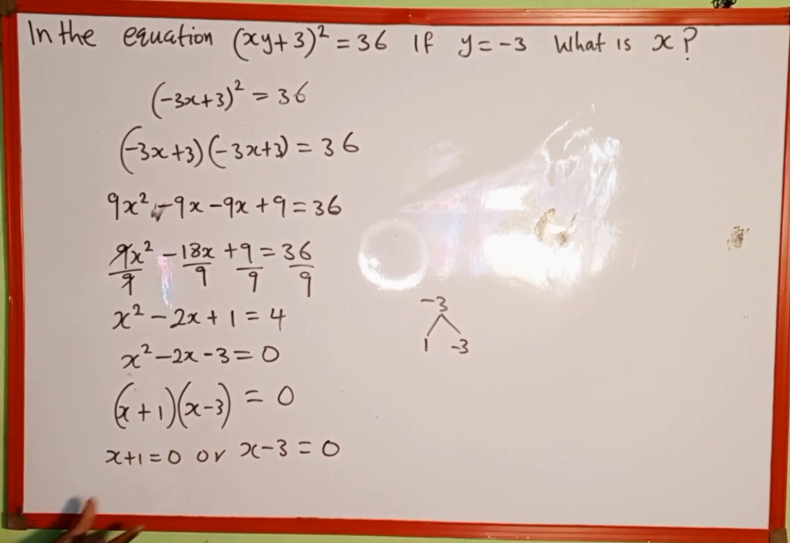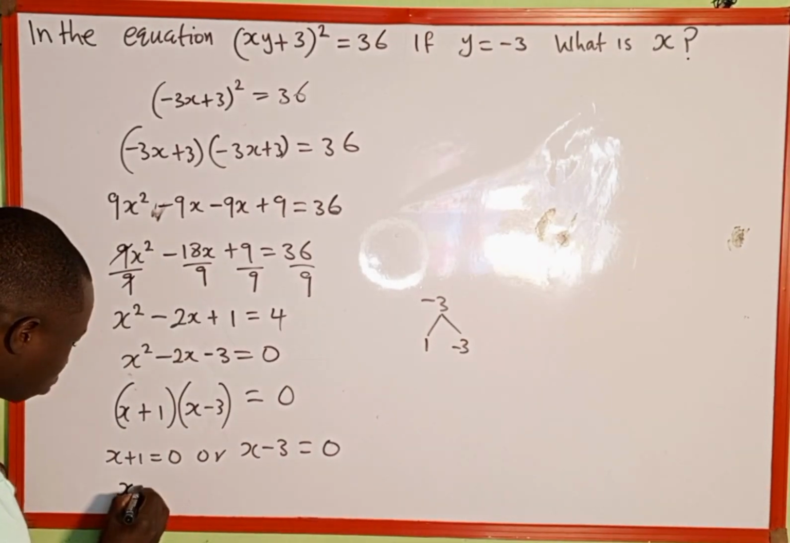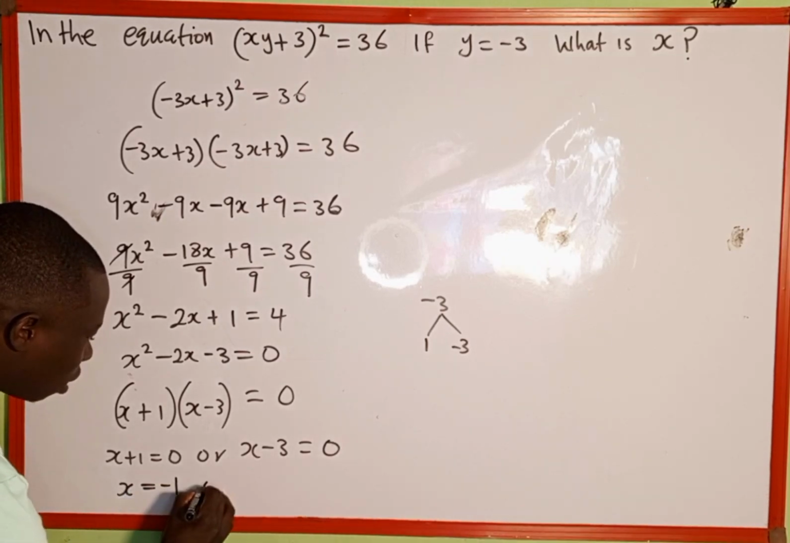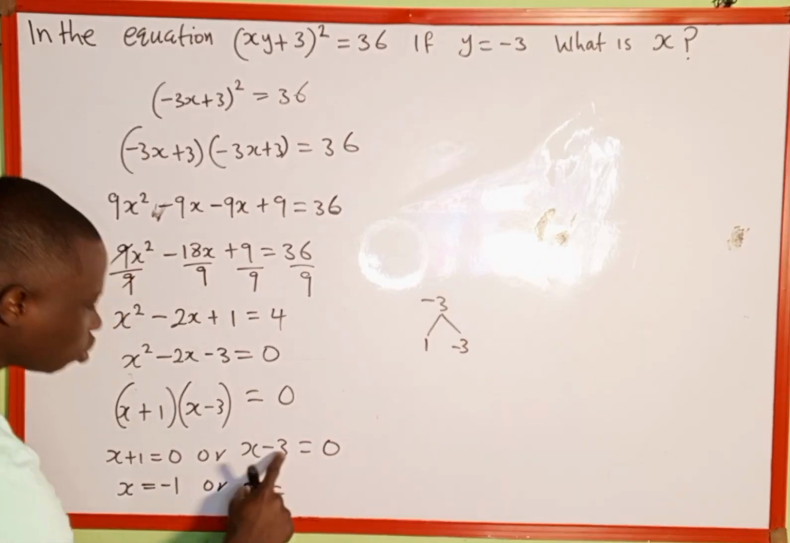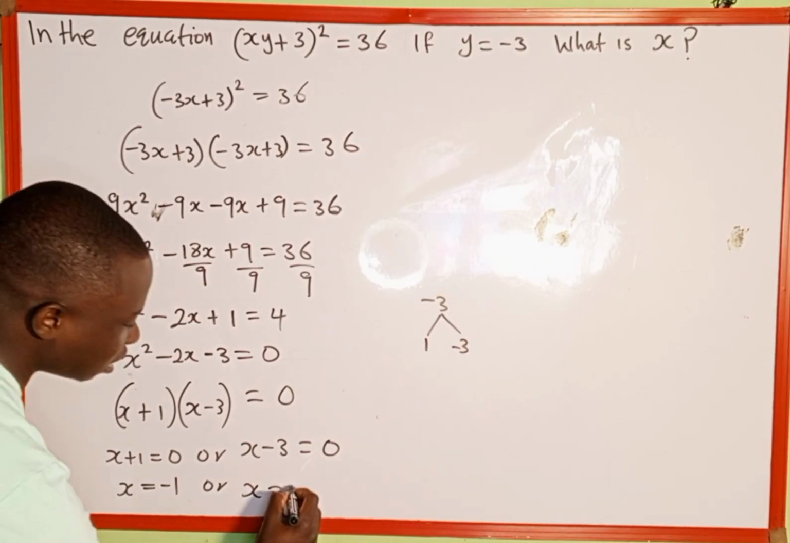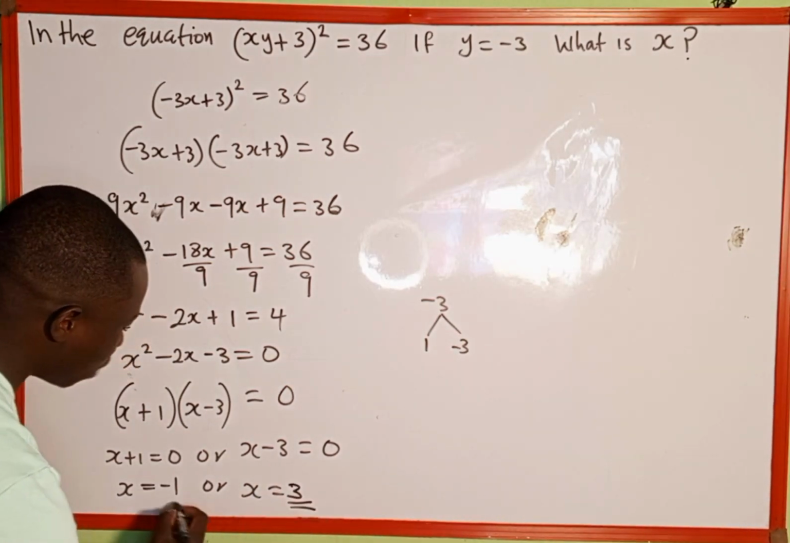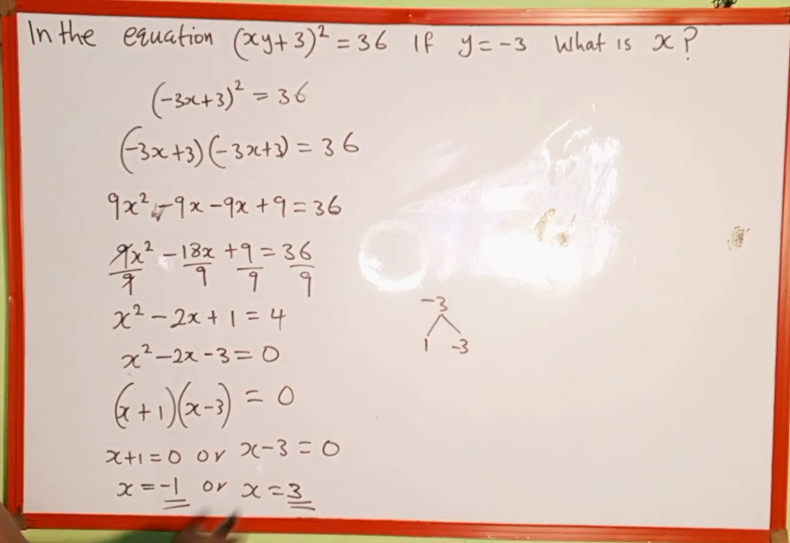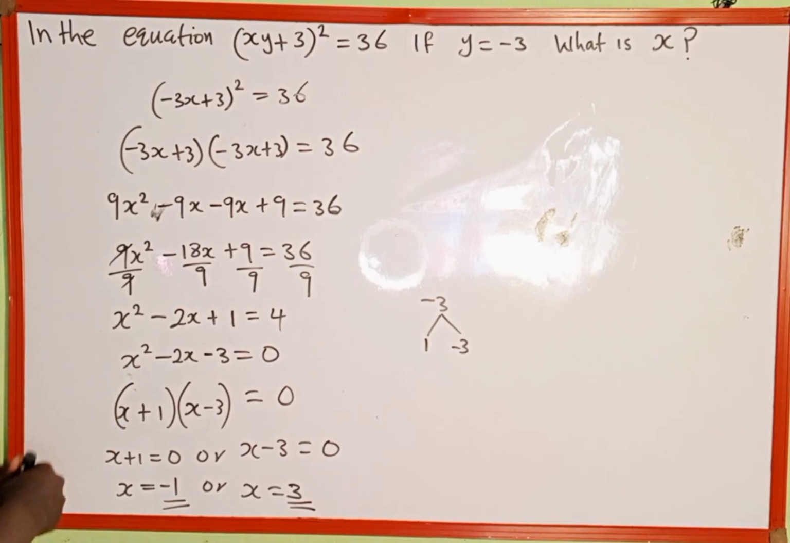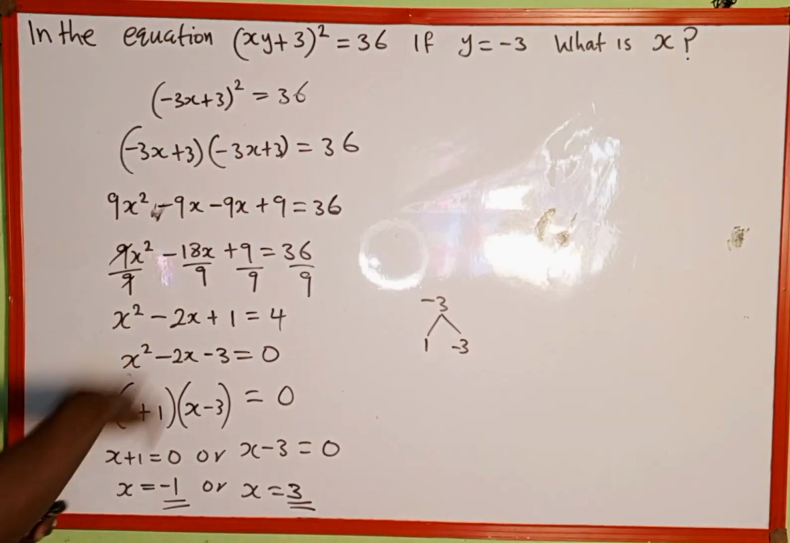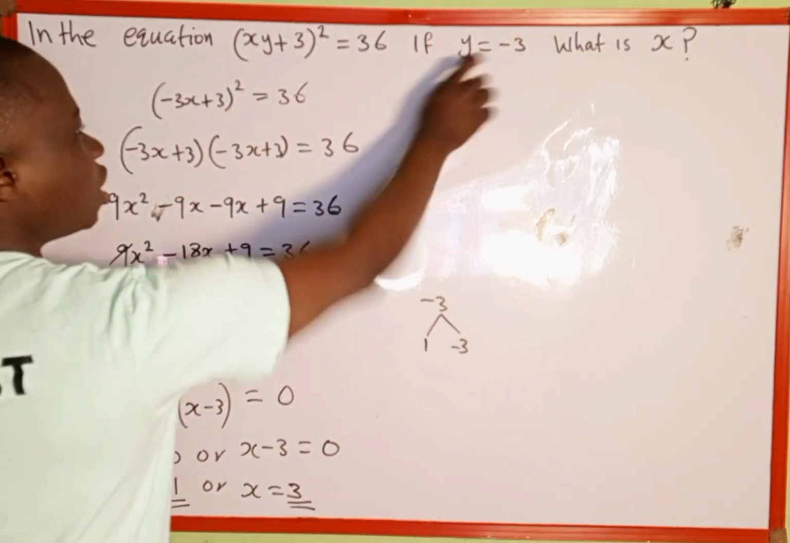Now I'm going to solve for the value of x in both cases. When we take this 1 to the right hand side of this equation, it becomes negative 1. So x is equal to negative 1. Or x is equal to, when we take negative 3 to the right hand side, it becomes positive 3. So x is equal to negative 1 or x is equal to positive 3. These are the 2 values of x that satisfy this equation if y is equal to negative 3.